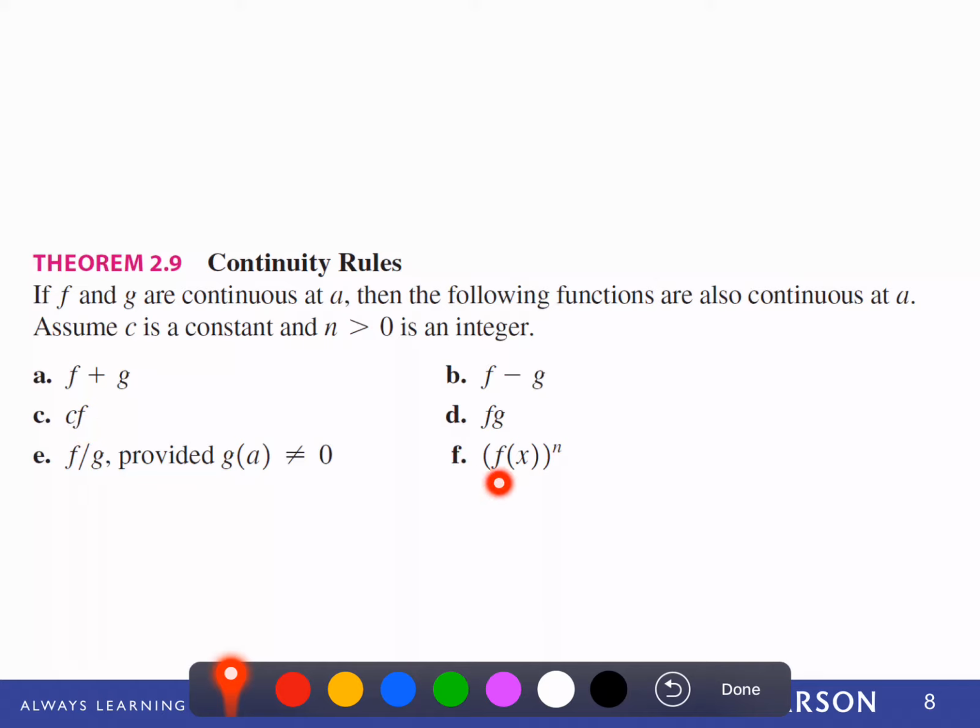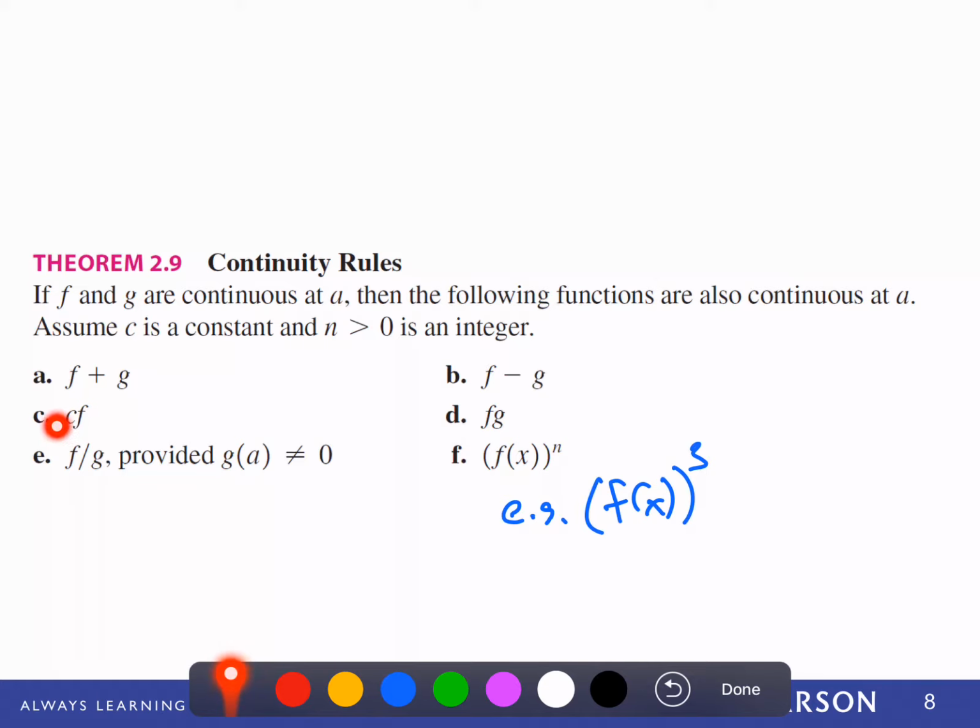I can raise the function to an integer power. I'll give it a positive integer power, like this. So for example, this might be f of x quantity cubed. But we're not going to discuss n being negative on this slide. We will see that on a slide in a little bit.